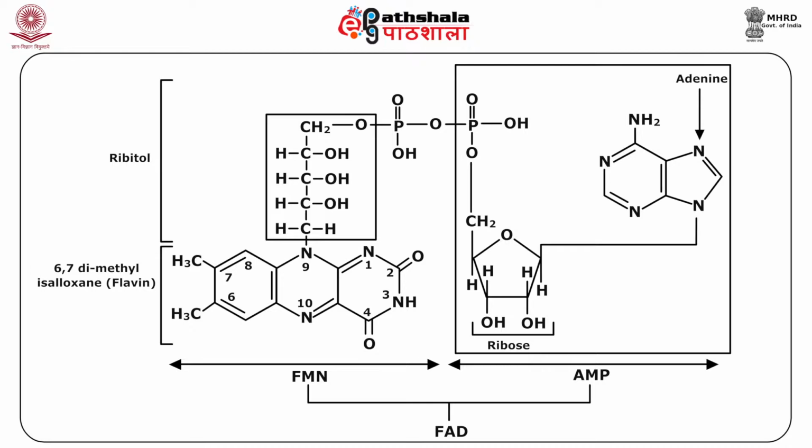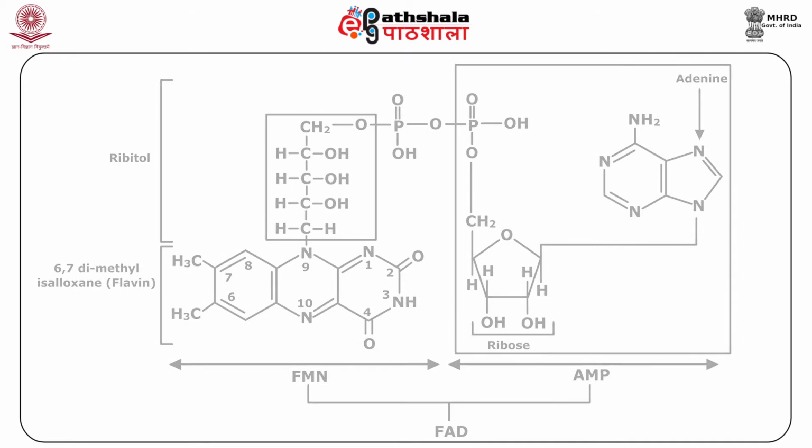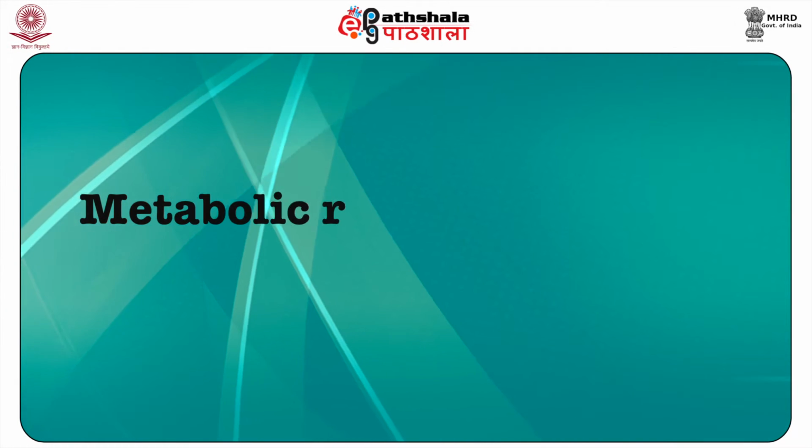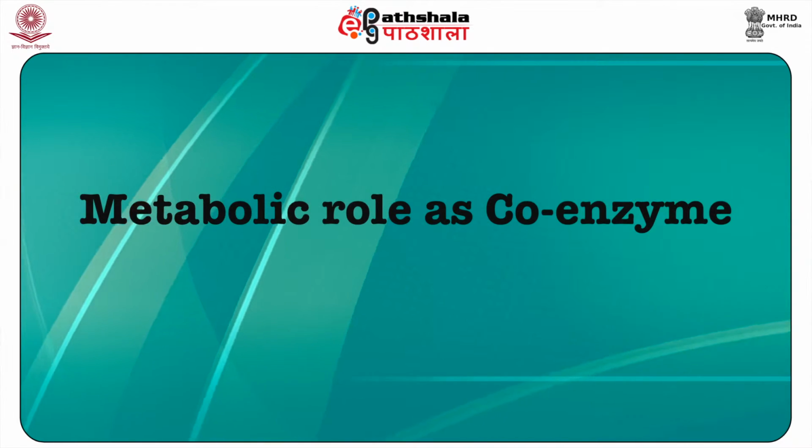It is shown clearly in the figure what the basic components of FMN and AMP, which compose FAD, are. FMN is formed by phosphorylation of riboflavin by a kinase using ATP in the intestine. This reaction is shown here: using the energy of the cell, that is ATP, adenosine triphosphate, riboflavin is converted to FMN by phosphorylation. Now what is the metabolic role of the coenzymes?